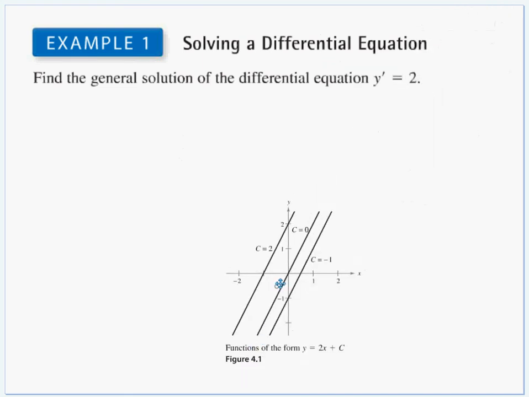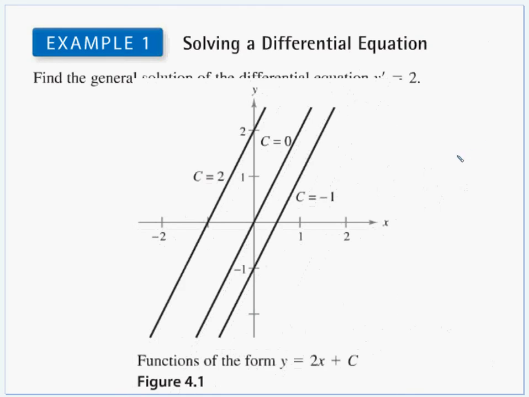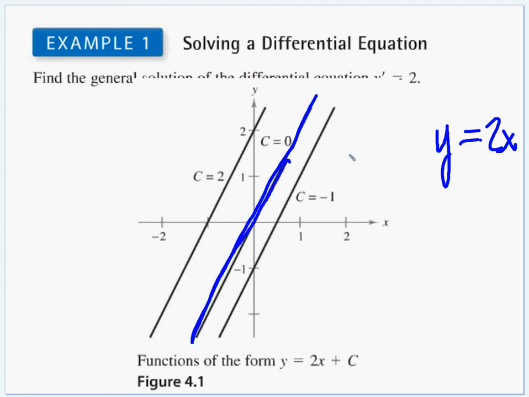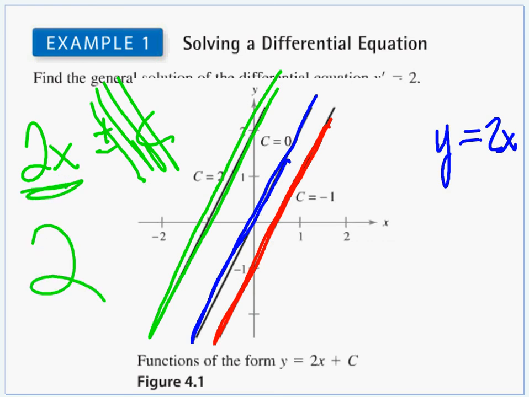Now here, when they talk about a family of functions, here's what we could see graphically. Y equals 2x. If it's 2x plus 0, that would be this blue line I'm drawing over. This would be 2x minus 1, because it goes through negative 1 on the y-axis. The green one would be 2x plus 2. If you derive any of these, 2x plus or minus any constant, the constant will derive away, and the derivative of 2x is 2.